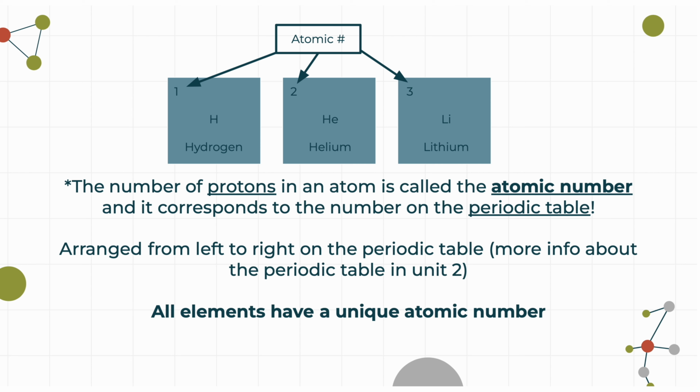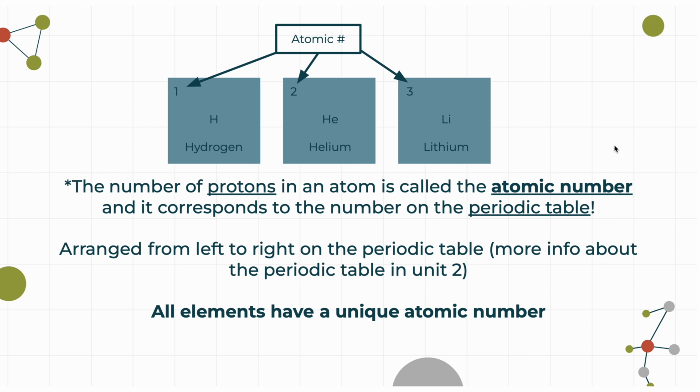The number of protons in an atom is called the atomic number, and it corresponds to a number on the periodic table. So you might have seen it a lot in the top left-hand corner. Hydrogen has 1 proton, helium has 2 protons, lithium has 3 protons. They are arranged from the left to the right on the periodic table of elements, but we will talk about that more in Unit 2.